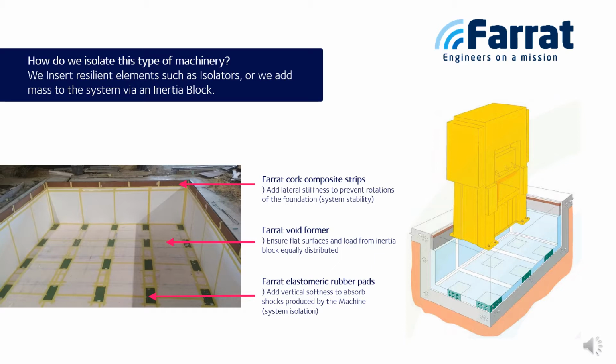Cork composite strips are used on top of the side walls to add lateral stiffness and prevent rocking of the foundation and increase its stability. Void former is also used to support these strips on the walls and ensure a flat surface on the base to distribute equally the loads from the inertia block and the machine onto the elastomeric rubber pads, which also absorb shock and protect the machine through the isolated system.